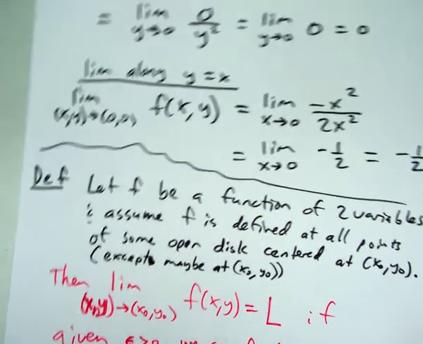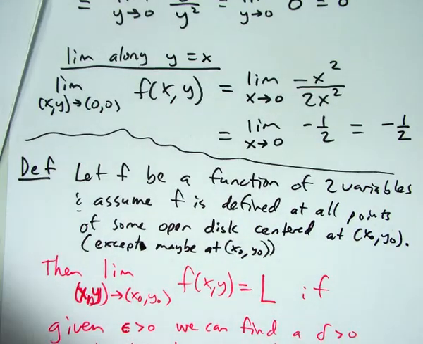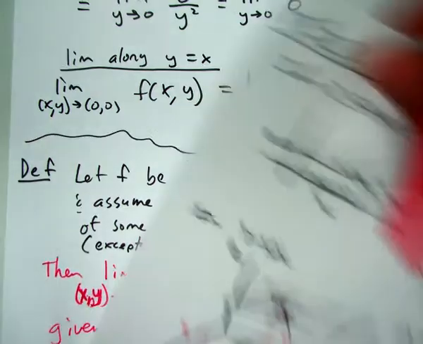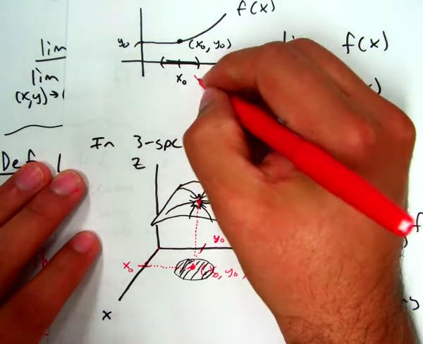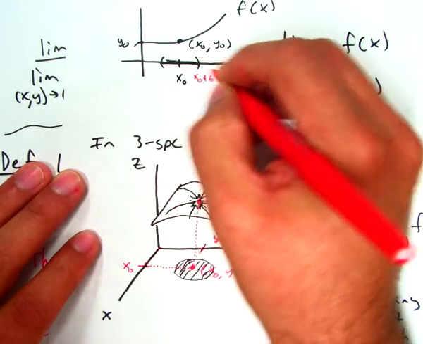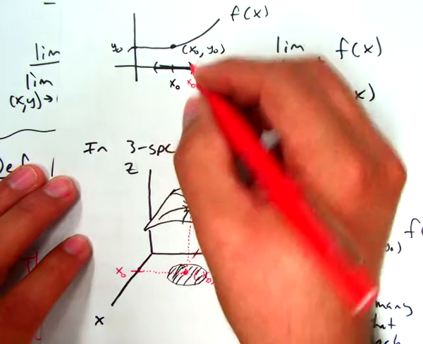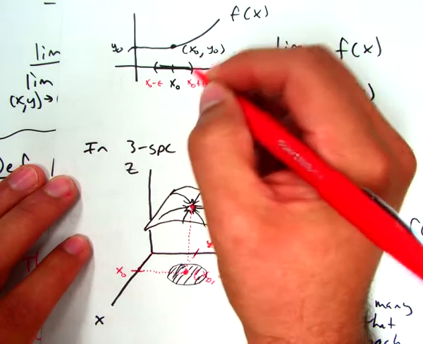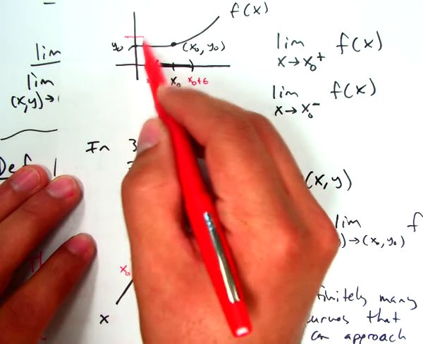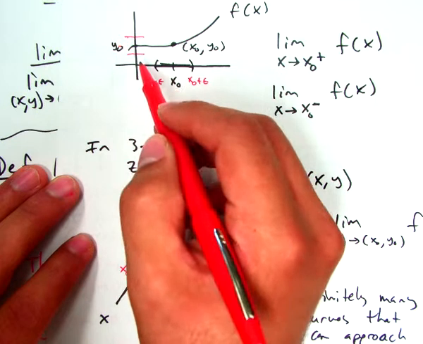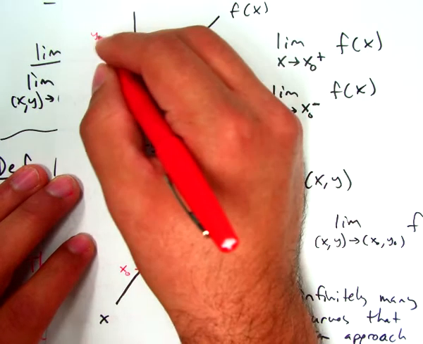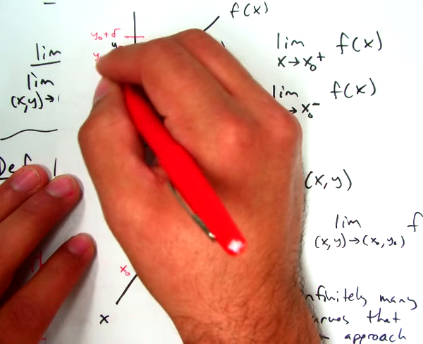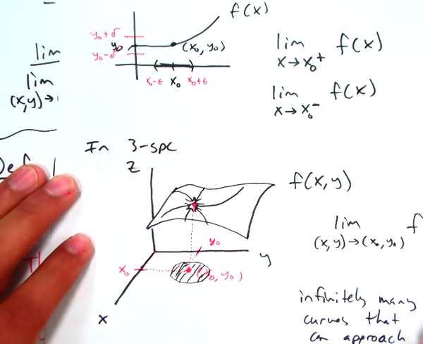Hold on. Let me see if I can remember my Calc 1. So, back here, this was x naught plus epsilon, and this was x naught minus epsilon. And then usually what we argued was that we can get really close to the y naught value. So this would be like y naught plus delta, y naught minus delta.